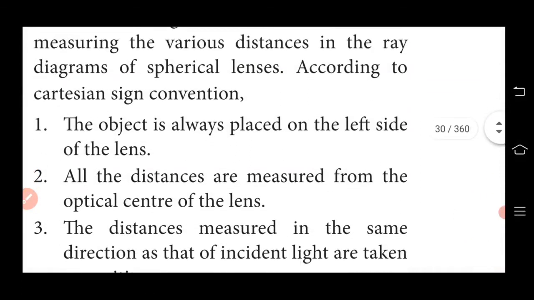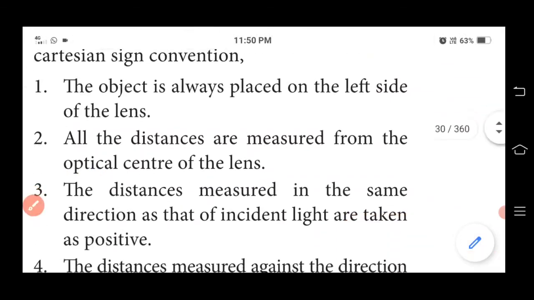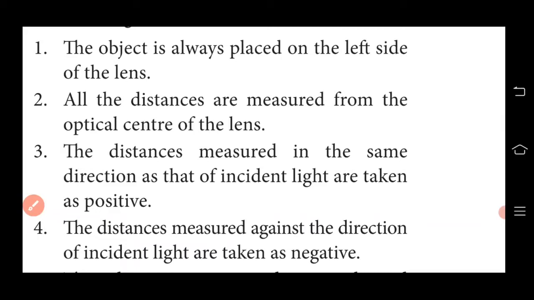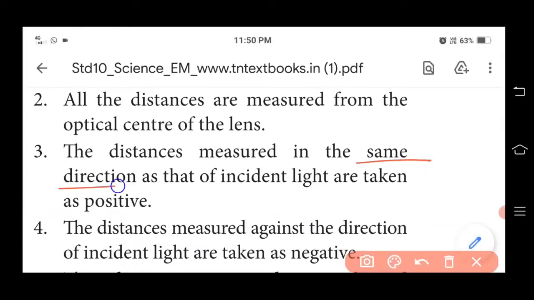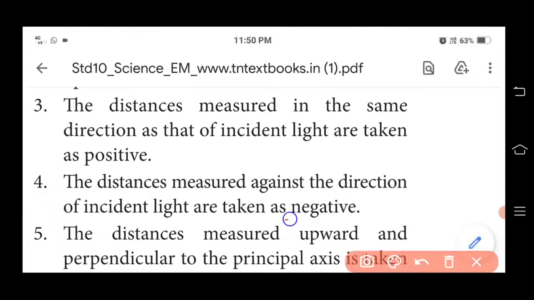Our second point, all the distances are measured from the optical center of the lens. And then third point, the distances measured in the same direction as that of incident light are taken as positive. And the distances measured against the direction of incident light are taken as negative.